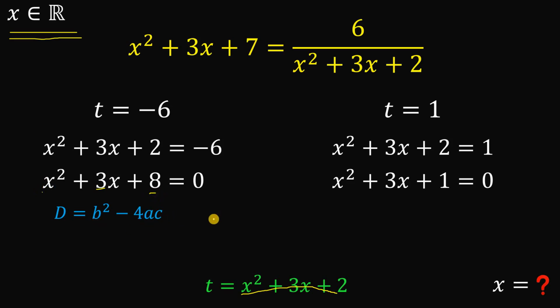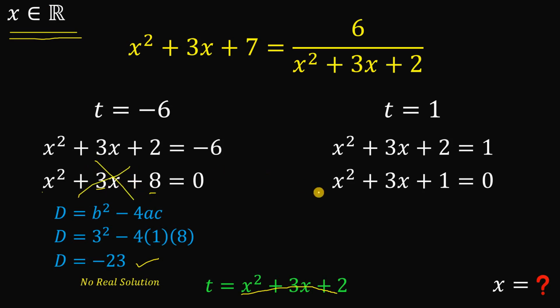So, let's replace b, a, and c. Now, simplifying this, we have negative 23. Now, it follows, since the discriminant is negative, we don't have any real solution for this quadratic equation. Since we want real solutions, we need to disregard this first case.